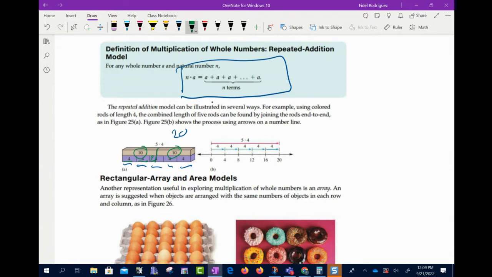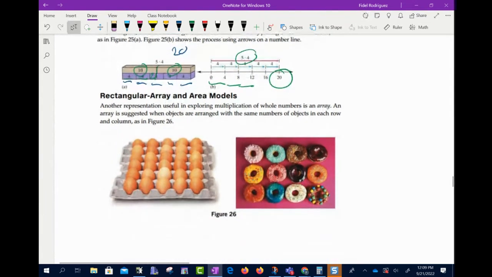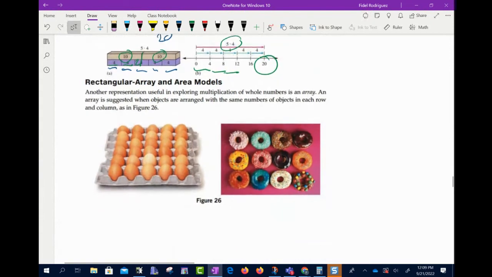Now, there's also the idea of using the number line. If we're doing 5 times 4, on the number line we go 4 spots and another 4 spots and another 4 spots, and we do that 5 times. Where do we end up? We end up with 20. We also have something called rectangular array and area models.